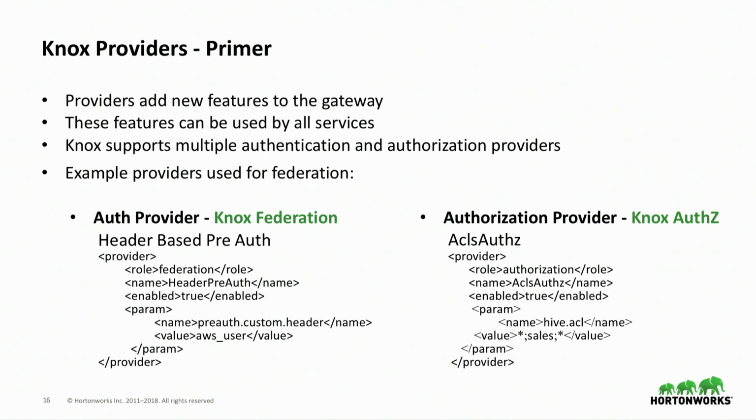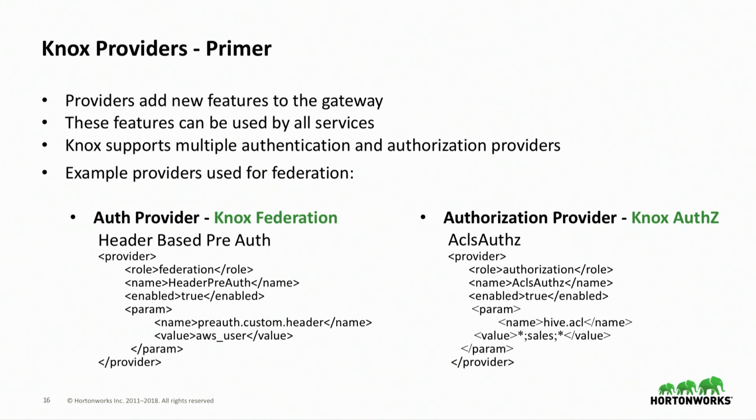Now, providers add new features to the gateway, and these features are used by all the services. So these authentication and authorization providers are shared by all the services that are defined in a topology. Knox also supports multiple authentication and authorization providers. In this example, I'm showing one example for Knox Federation and one for an authorization provider. For authentication, like Kiran mentioned, we can have Shiro LDAP, SSSD, Knox SSO, and the JWT provider. And for authorization, we have Acls Auth and the Ranger Knox plugin.